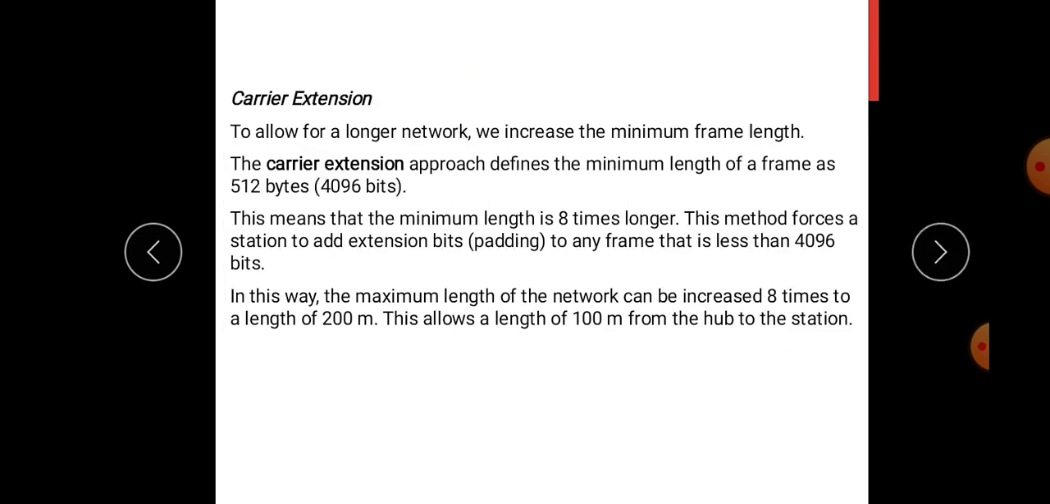The carrier extension. To allow a longer network, we increase the minimum frame length. The carrier extension approach defines the minimum length of the frame as 512 bytes. This means that the minimum length is 8 times longer. This method forces a station to add extension bits to any frame that is less than 4096 bits. In this way, the maximum length of the network can be increased 8 times to a length of 200 meters. This allows a length of 100 meters from the hub to the station.